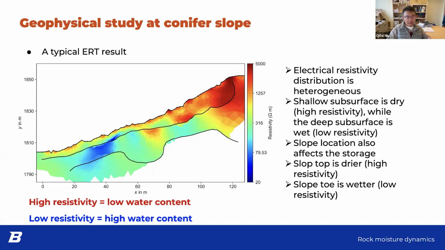For the soil layer in general, the resistivity is pretty high. High resistivity means you have less water, so the soil layer has less water compared to the rock layer, where you have some blue regions. That means the resistivity is very low, so their water content is pretty high. We also compared different locations. At the lower location you have low resistivity and high water content. High above the slope you have very high resistivity and less water content. That's what we observed from one of the tests.